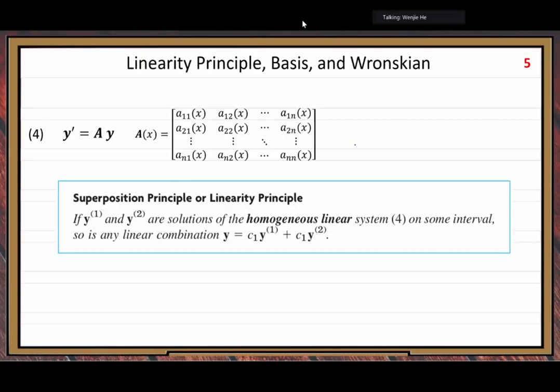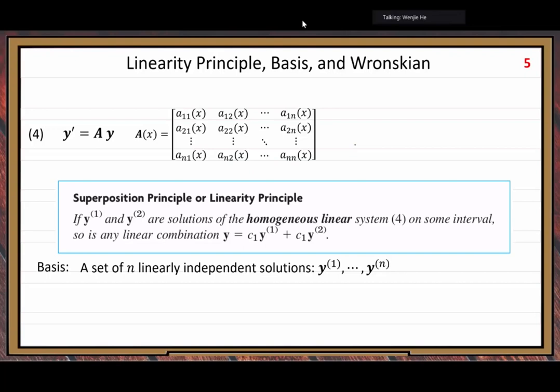Then any linear combination of two vectors is also a solution of that same system. That's the linearity principle. It's very easy to see. Then the basis. We also need to use the basis concept. A set of n linearly independent solutions.